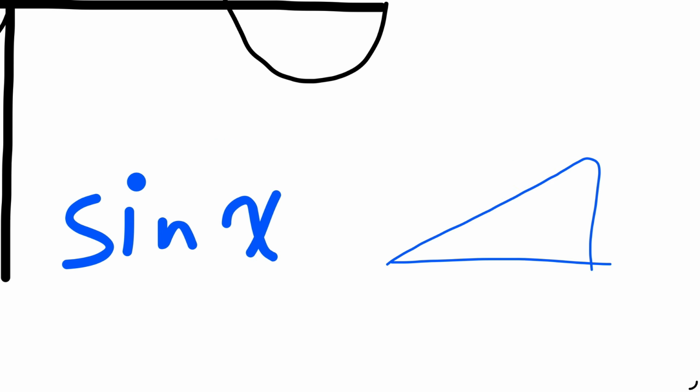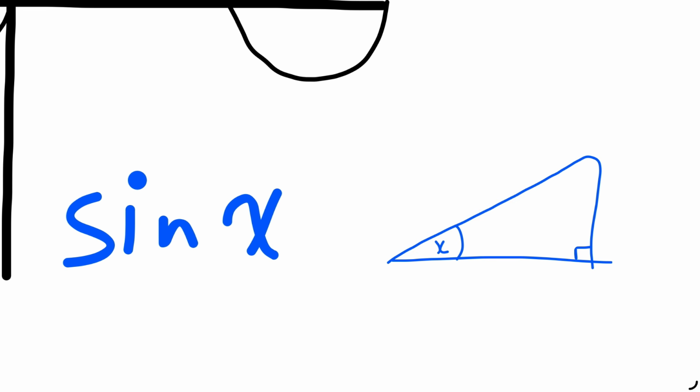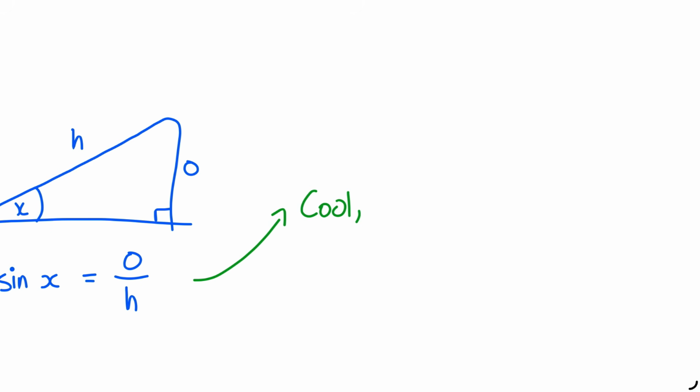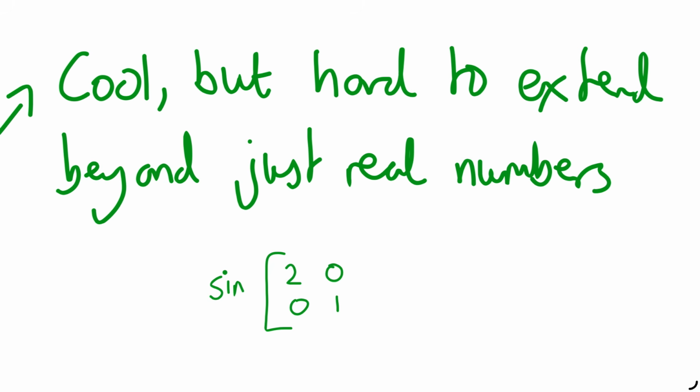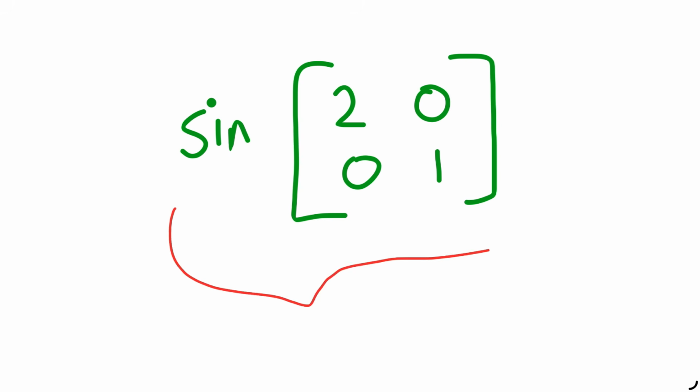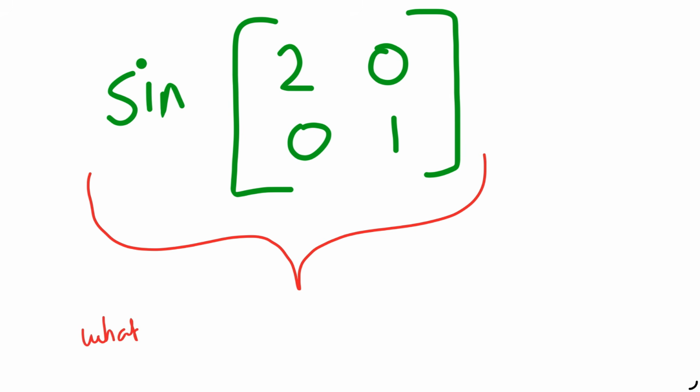For example, in a right-angled triangle, sine of x is the ratio of the length of the side opposite to the angle to the length of the hypotenuse. Now that's nice, but gives us a lot of trouble when we try and extend these functions to other mathematical objects. For example, it doesn't intuitively make sense to do sine of some matrix. There's no physical scenario which seems to correspond to this.